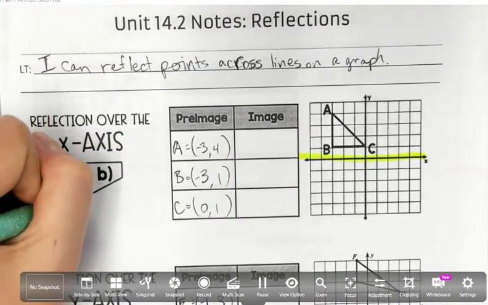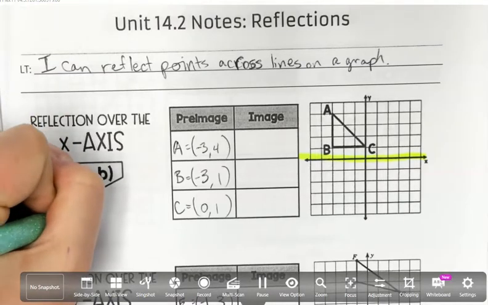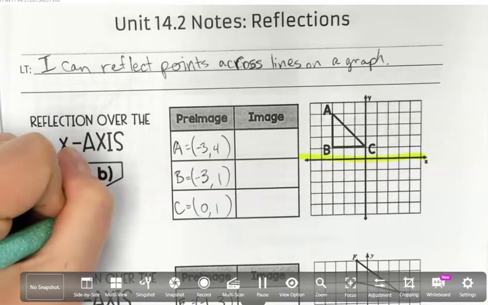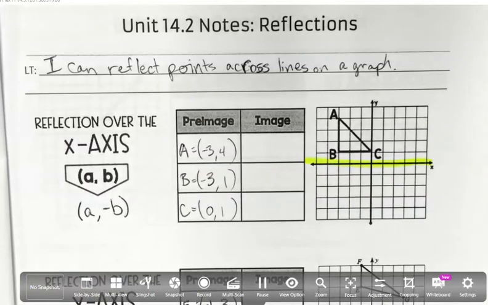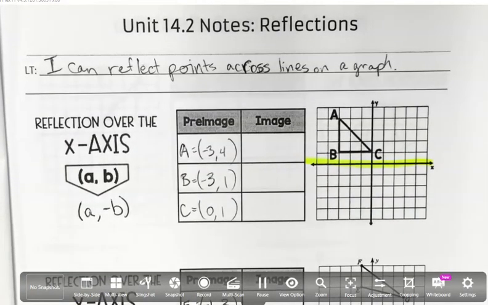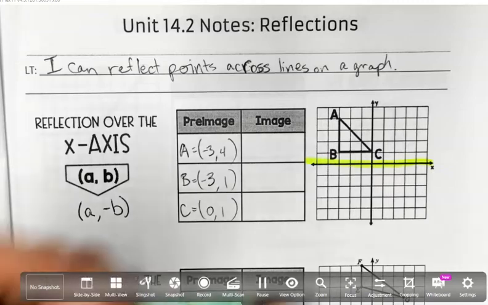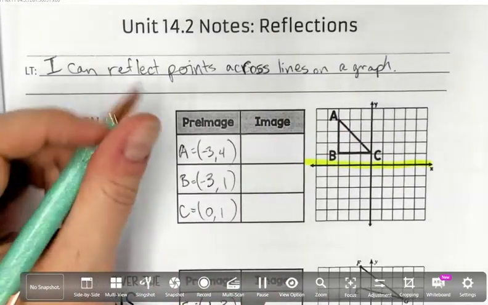So instead of x and y, we're going to call these a and b. So the x value does not change at all. The y value will change sign. So if it started off positive, it'll end up at negative. All right. So we are going to flip this over.